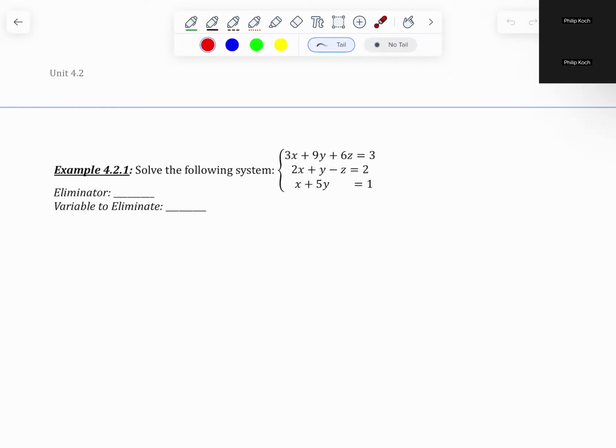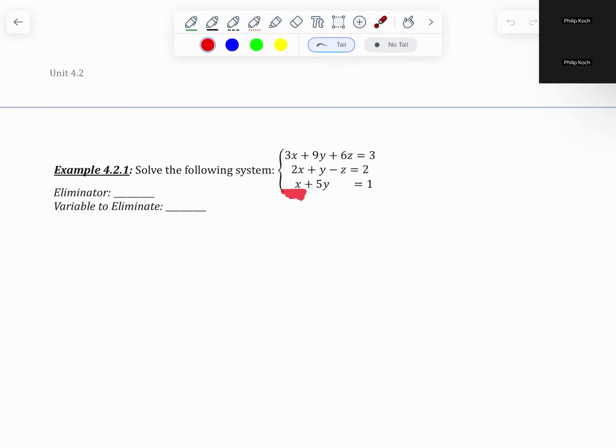I also learned that I can add a tail to my laser pointer. And so I was just thinking maybe in the future when I teach the classes, I can just write it and have it fade away before people can write it. It's like, okay, we've got the eliminator is E1 and we're eliminating Z. So we have 3x plus, can you guys write fast enough? No, I'm kidding.